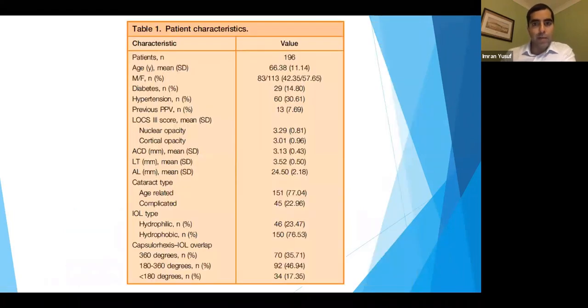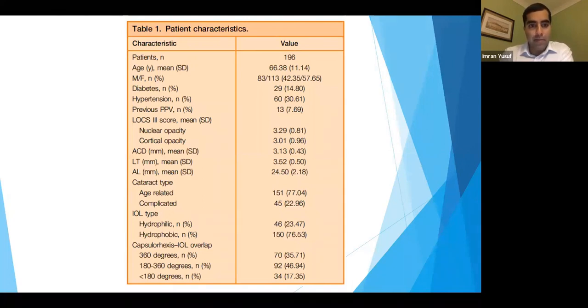Just to give you an idea about the patients involved, there were 196 patients. The mean age of the patients was 66.38, so slightly younger, for example, than that in the National Ophthalmology Database, which is a big study done in the UK. And we'll talk about generalizability of the study as well. They record what proportion have diabetes and hypertension. 13 of the 196 had a previous pars plana vitrectomy.